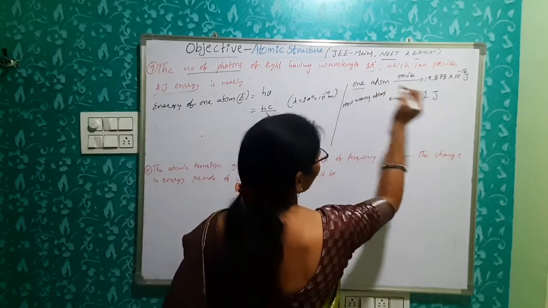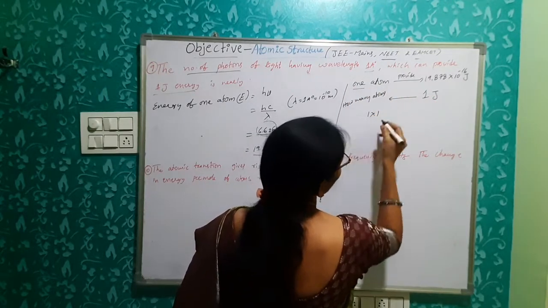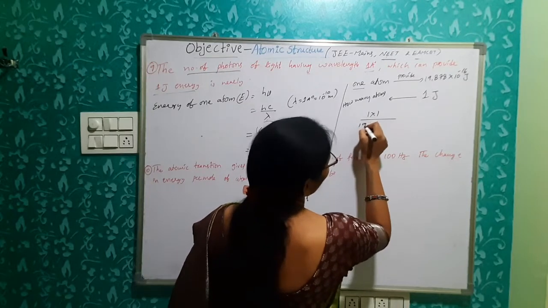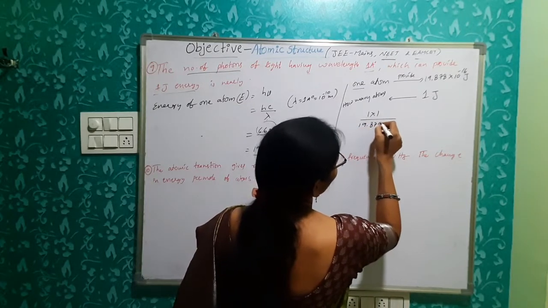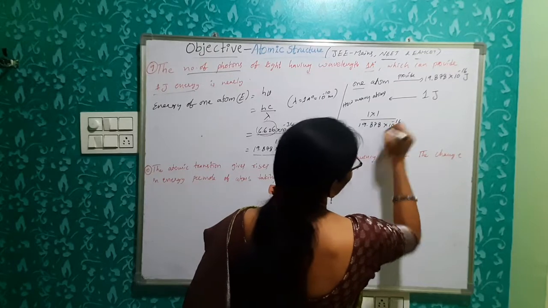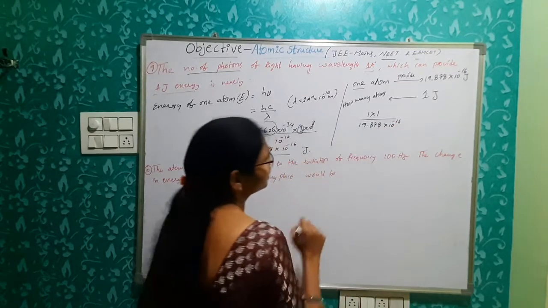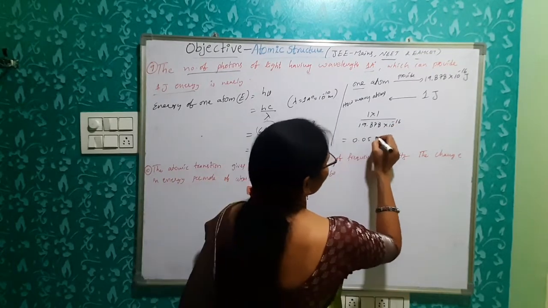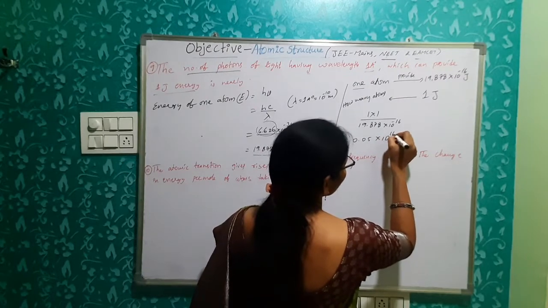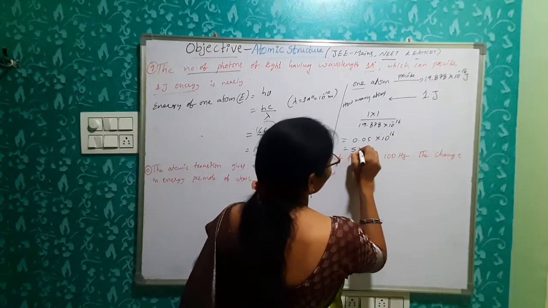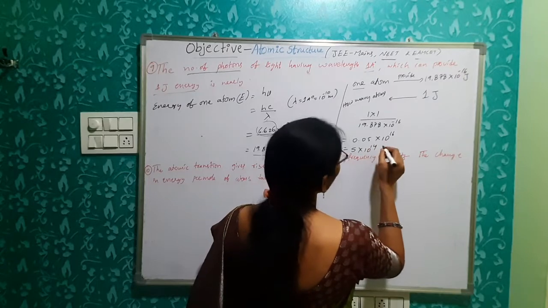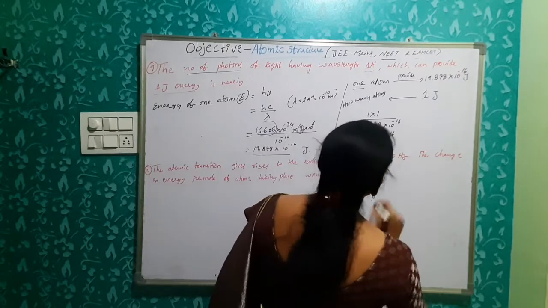Simply 1 atom, 1 into 1 by 19.878 into 10 power minus 16. Okay, then how much? Into 10 power 16. That is nothing but 5 into 10 power 14 atoms.